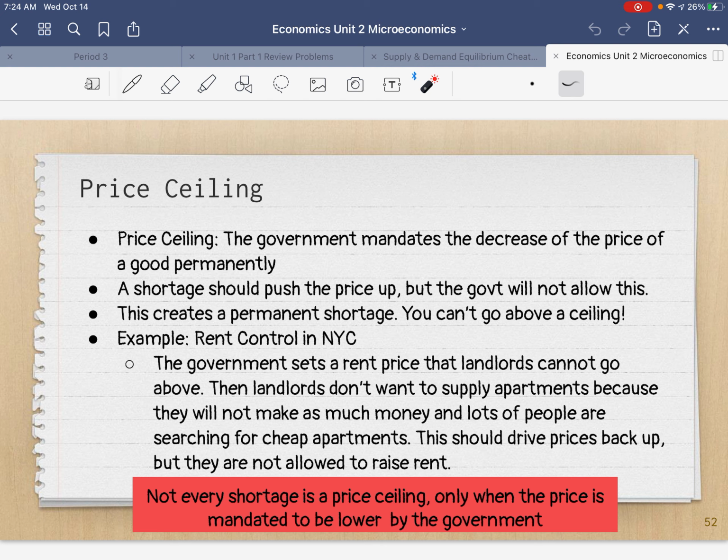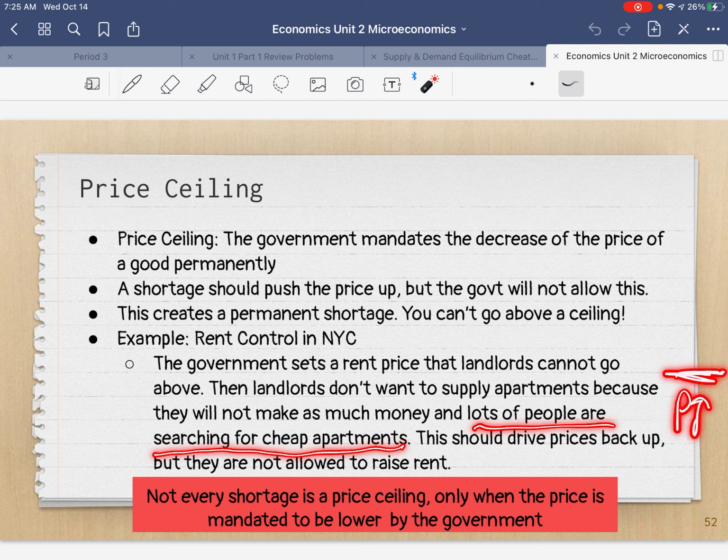So the government steps in and says, nope, sorry, landlords, you cannot raise the price above this level, above this ceiling. Here's the ceiling. You can't go above it, okay? Landlords don't want to supply apartments then because they're not going to make as much money. And lots of people are looking for these apartments that have the price ceiling that they can't go above, okay?